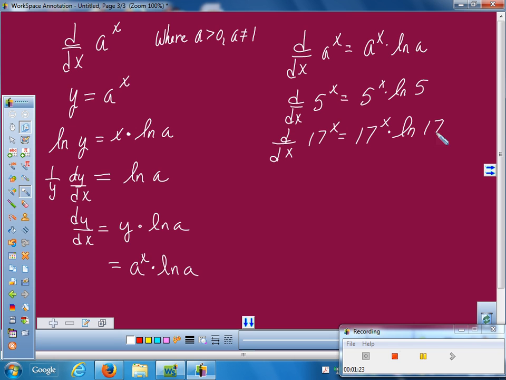If that's true, what's the derivative of e to the x? It's itself times natural log of e, which is 1, isn't it? Because that cancels. So the derivative of e to the x is e to the x. It's itself. I think it's the easiest derivative because it's itself. You love derivatives of e to the x. They're your best friend.